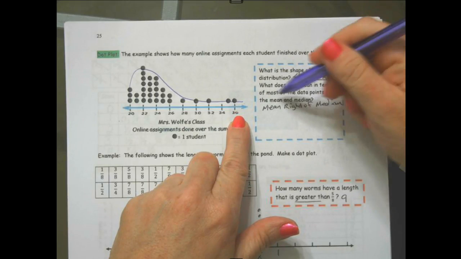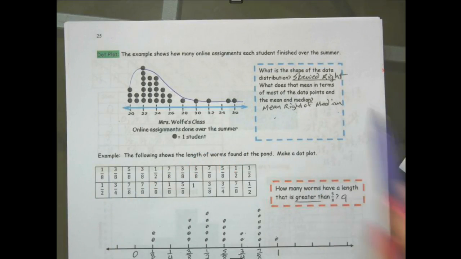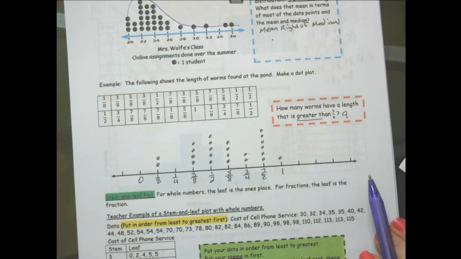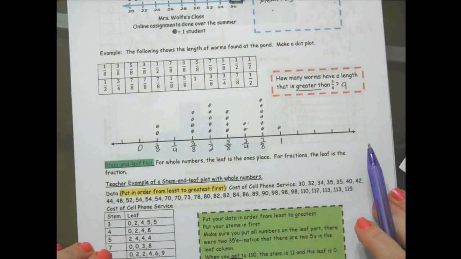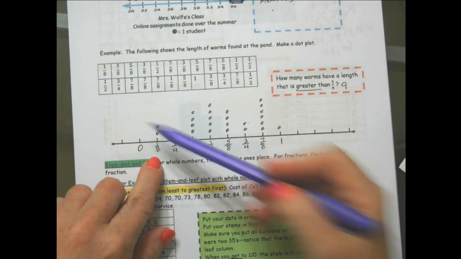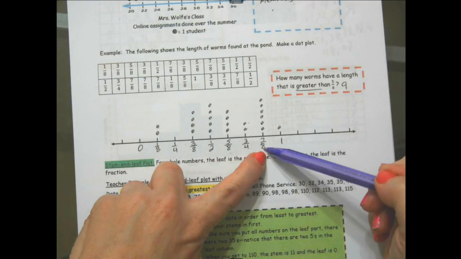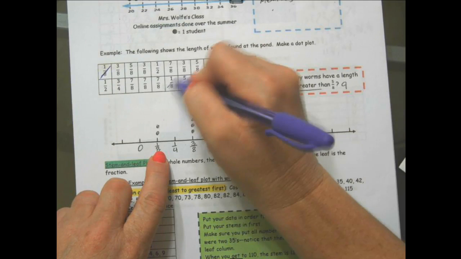What does it mean in terms of the most of the data points in the mean and median? Mean is to the right of the median. Here, it's just creating a dot plot. Zero, there's no zeros. These are going by 1/8. So 1/4, 3/8, half, 5/8, 3/4, 7/8. There was 2 1/8. Here's 1, 2.